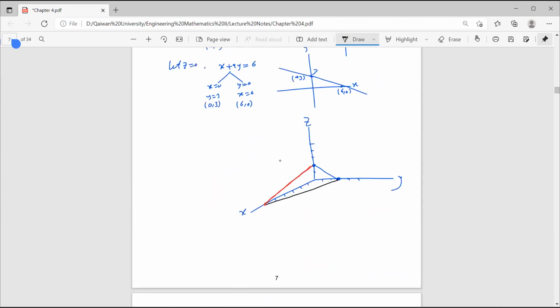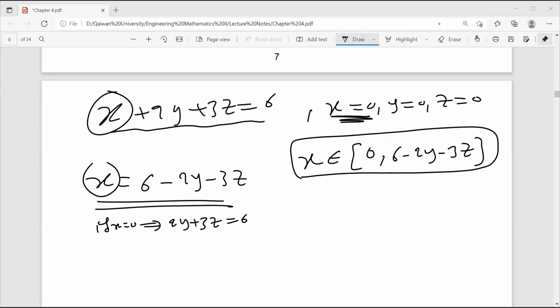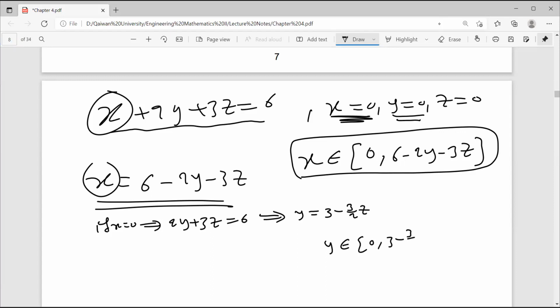So it's this plane. We have this plane, and it's also bounded by 0, 0, 0. It equals 6. Now, from this we can find y. That's y equals 3 minus 3 over 2z. That means y is from 0 to this function. Y belongs to 0 to 3 minus 3 over 2z.